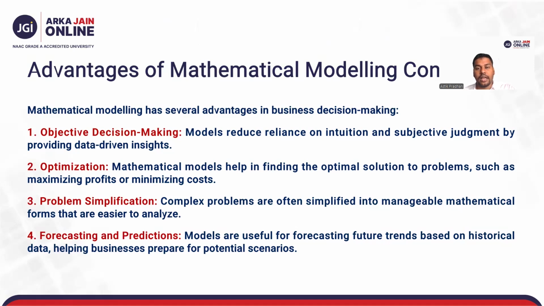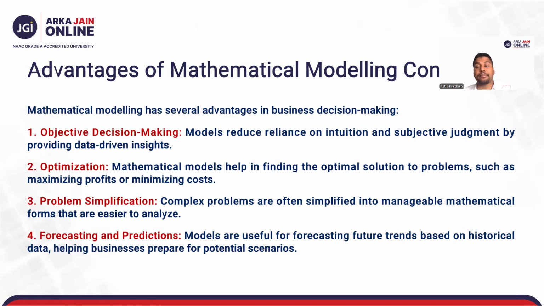Models reduce reliance on intuition and subjective judgment by providing data driven insights. Okay. Optimization. Mathematical models help in finding the optimal solution to problems such as maximizing profits or minimizing costs. Problem simplification. Complex problems are often simplified into manageable mathematical forms that are easier to analyze. So to simplify the problems, mathematical modeling can help.